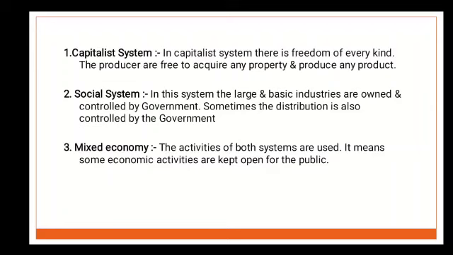First, capitalist system. In the capitalist system, there is freedom of every kind. The producers are free to acquire any property and produce any product. Second, socialist system. In this system, the large and basic industries are owned and controlled by government. Sometimes the distribution is also controlled by government. Third, mixed economy. The activities of both systems are used. It means some economic activities are kept open for the public.